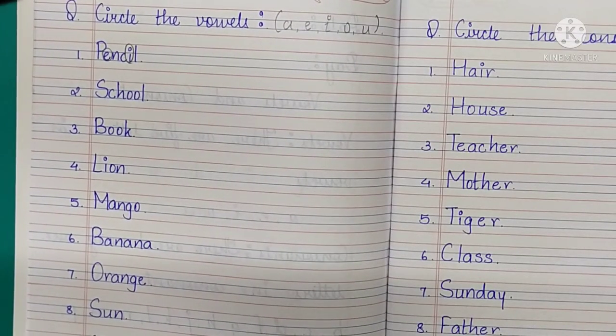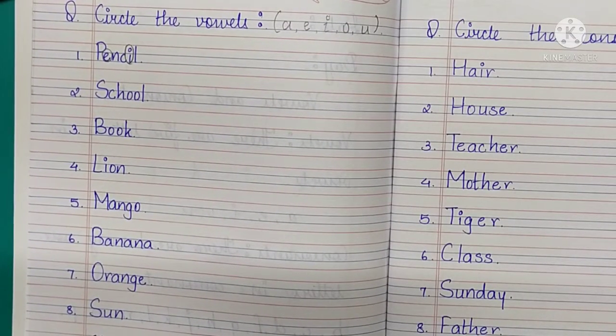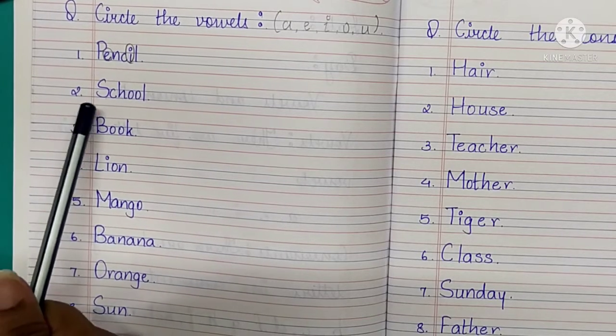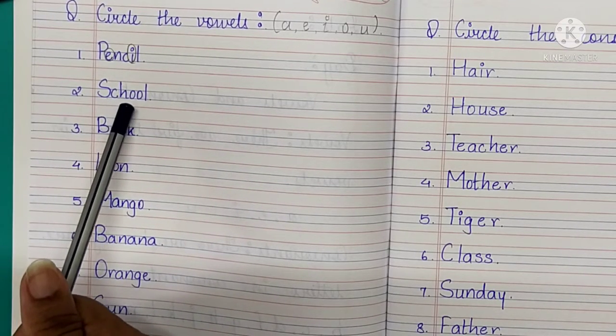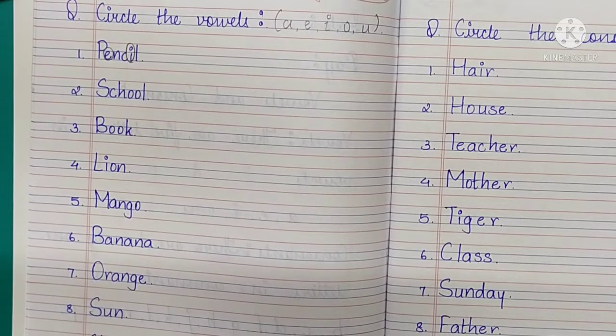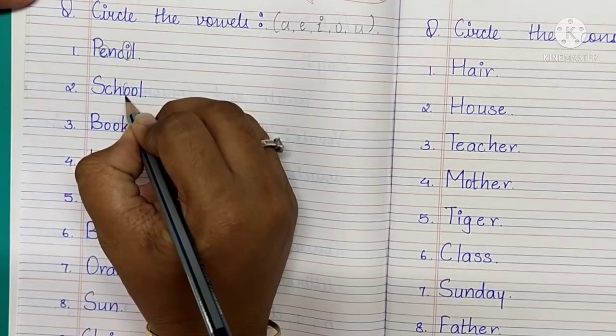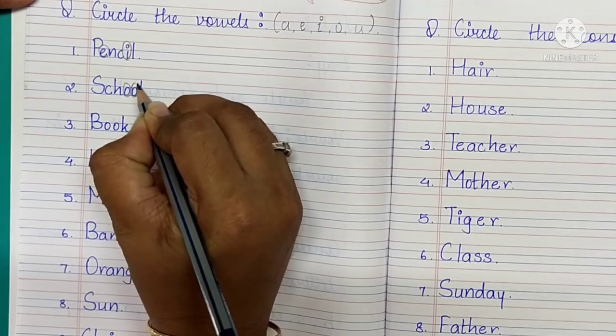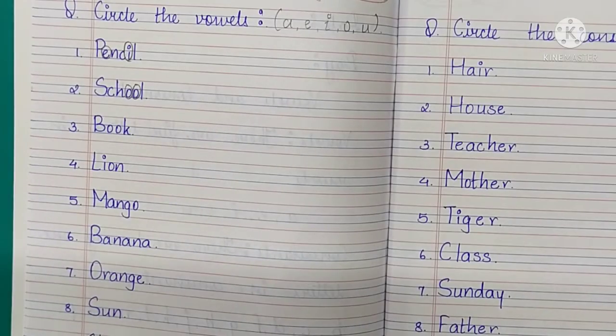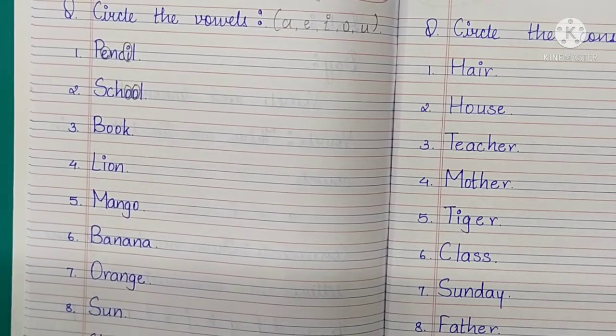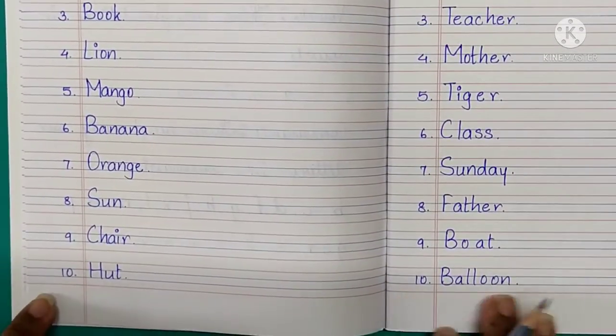Yes, students? Did you all understand? Next one, school. Again you have to find vowels over here. Which are the vowels? O, O. Did you all understand? So in the same way you will do the remaining words.